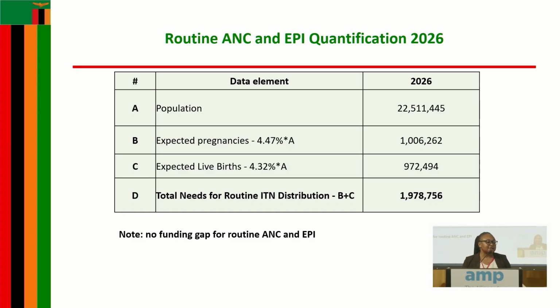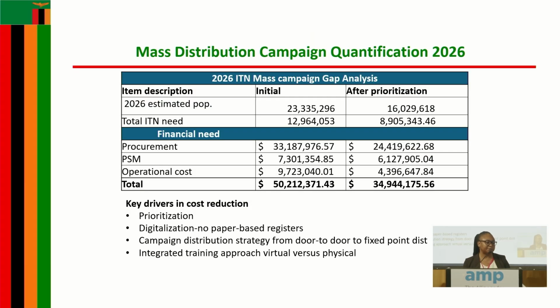Next slide. For routine, this is what our quantification has been like. We are working with expected pregnancies, and the proportion that we are using is 4.47 according to our HMIS data, and also expected live births at 4.3. So we just wanted to show what our need is towards routine ANC and EPI. And just to mention that we do not have a gap this year for routine ANC and EPI.